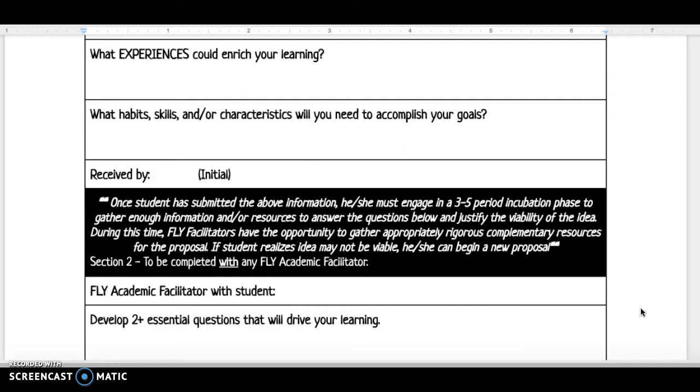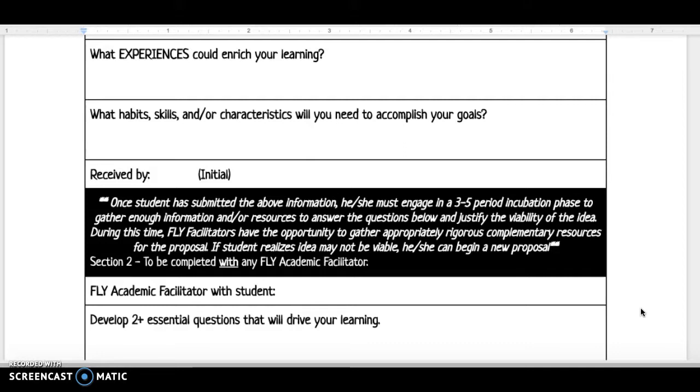So think of an incubator. You might have seen one in elementary school if your class ever watched eggs hatch into little chicks. But an incubator is something that keeps that little egg warm and keeps it in an environment where it can become its best self, which hopefully is a chick, right? So think of your idea as something that needs to be incubated. It needs to be taken care of, but it also needs some time. And that's what that 3 to 5 period window is.